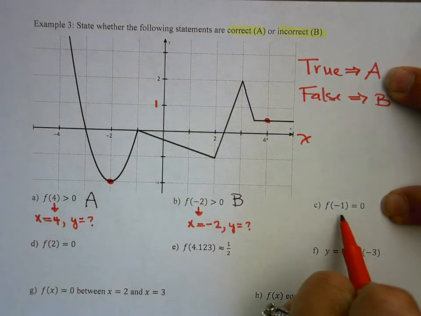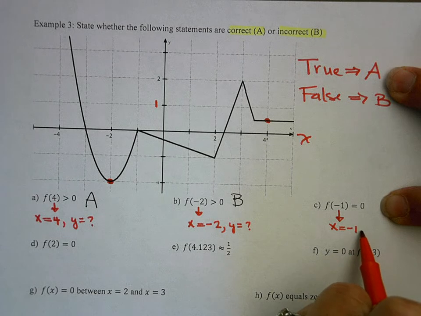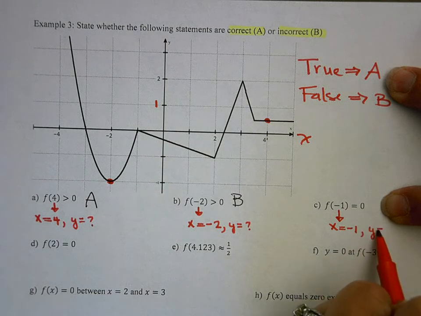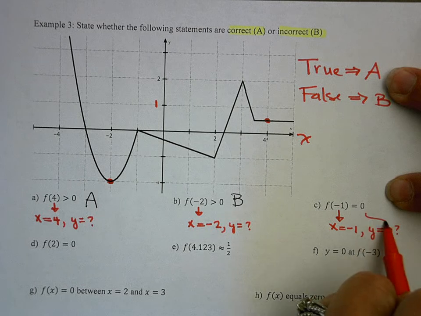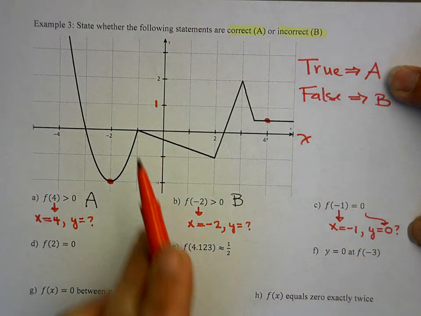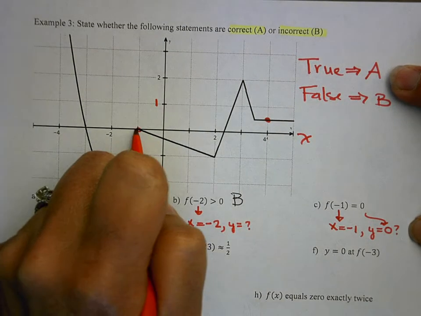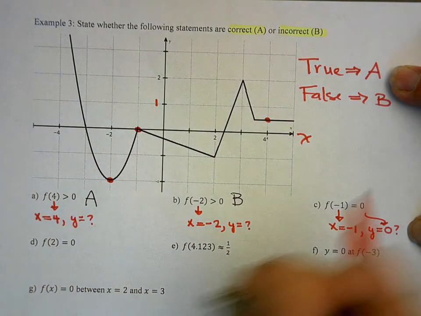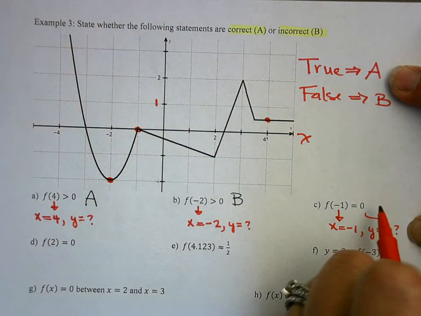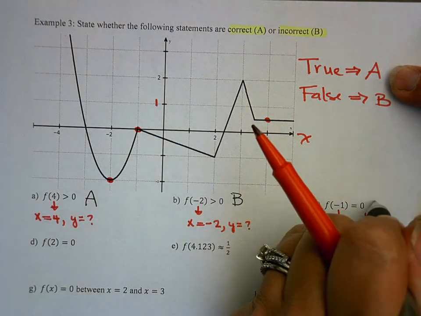Okay, so for right here, so my x is equal to negative 1. And then what they want to know is, is that equal to 0, right? Is that equal to 0? That's what they're asking. So when I go to where x is equal to negative 1, so that would be this dot right here, my y value is 0, right, because it's on the x-axis. So then that would be a true statement. We use the letter A.